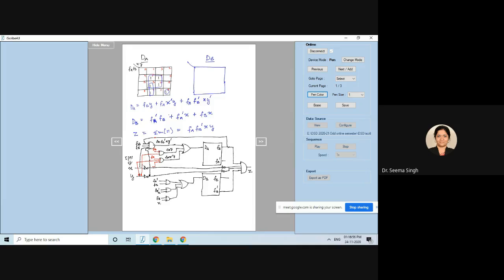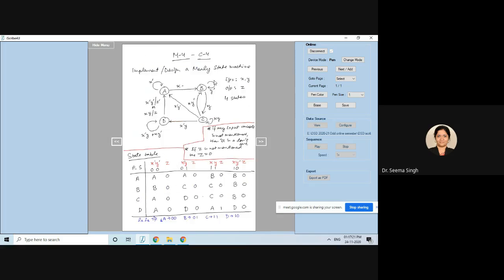Do you understand this? So this is your state machine for the question we started. We need to find this logic diagram for your inputs DA and DB and also for your Z. So this is called the state machine. If you connect this circuit, it will behave and implement this state diagram.